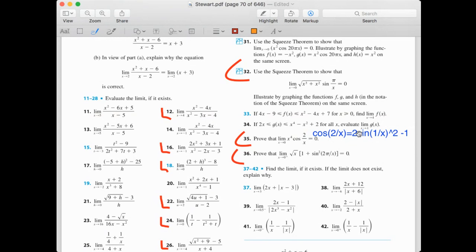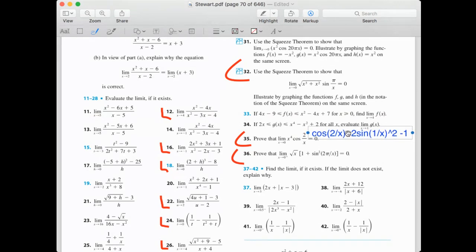Okay, great. The trick is to use the double angle formula, or half angle formula. You can use either one. Here I write the double angle formula. So cosine 2 over x, we can write as 2 sine squared of 1 over x minus 1, because we want to use the identity. So the trick is to use this identity.